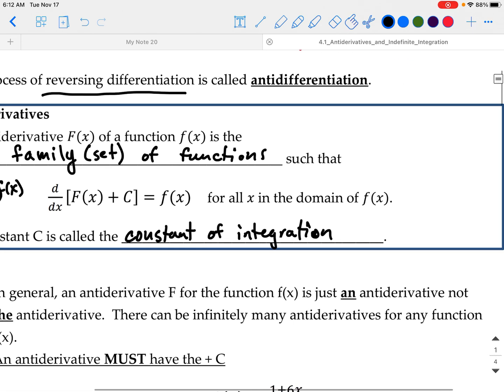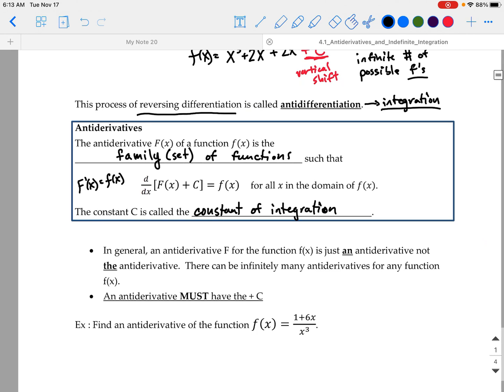So when you see antidifferentiation, that is equivalent in some ways to this word integration. So there's really two words that we're going to use, where antidifferentiation is really more the specific case that we're working on today, whereas integration is going to have a couple of different possible representations.